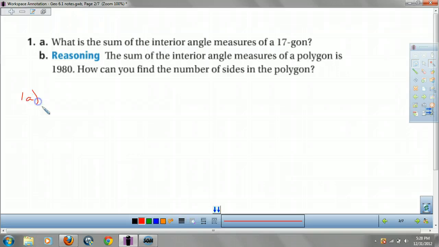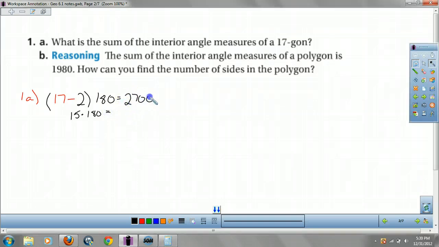So 1a. Let's find the sum of the interior angles of a 17-gon. Do you know how many sides that has? 17. So we do our 17 minus 2 times 180. 17 minus 2 is 15. 15 times 180 is 2700, and that is our answer. So the sum of the interior angle measures of a 17-gon is 2,700 degrees.